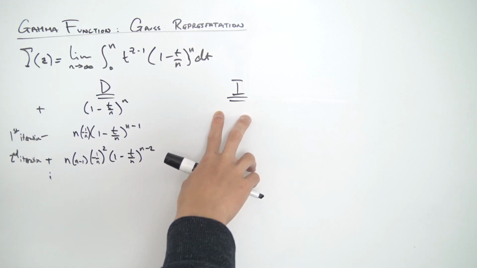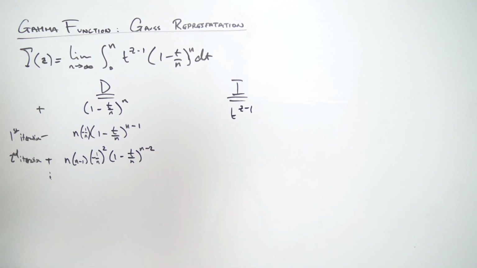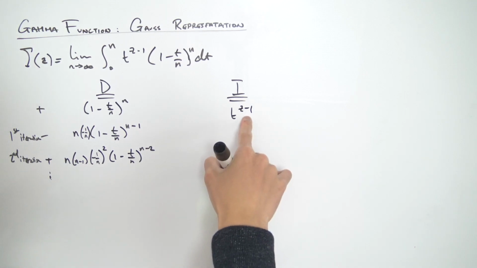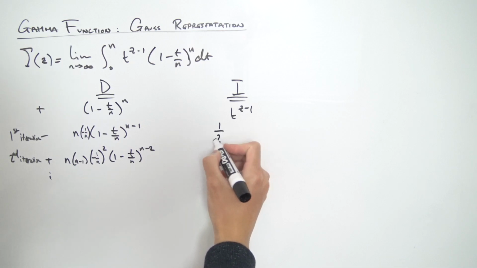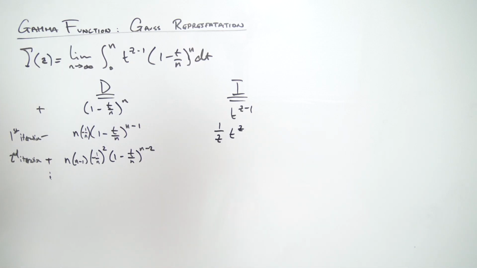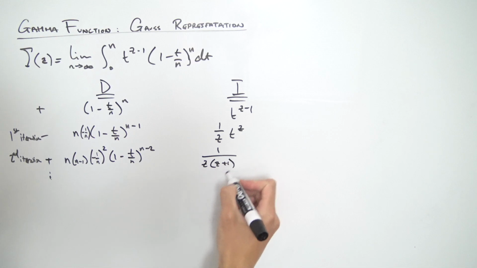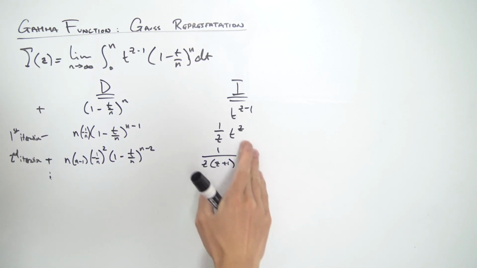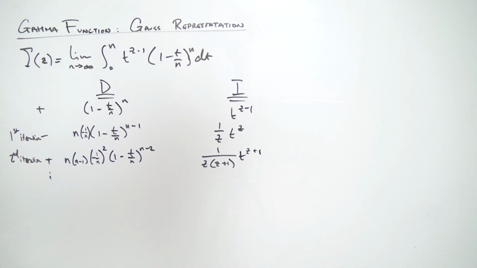But as for our integration, we're going to be integrating t to the z minus 1. If we integrate this once, well, we increase the power by 1 and we divide by that new power, so it's going to be 1 over z t to the z. And then integrating this once again, we're going to get 1 over z and then z plus 1 because that's the new power, and we also get the new power at the top, so t to the z plus 1. So that's the second iteration, and we're going to keep going down as well.